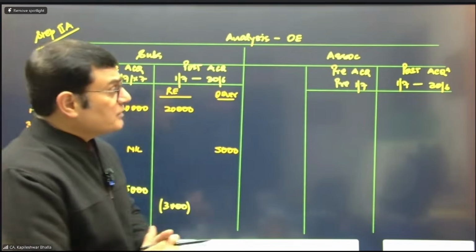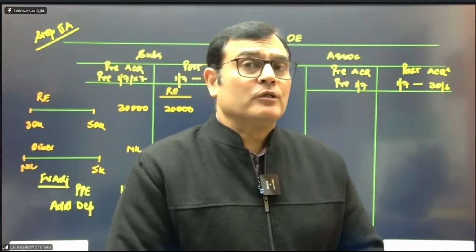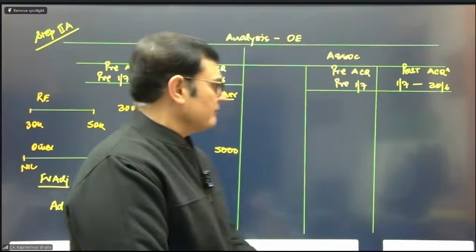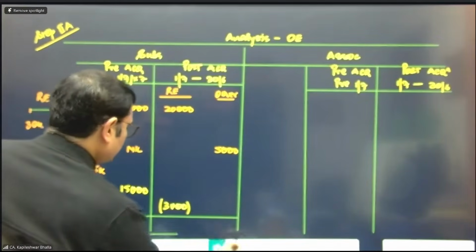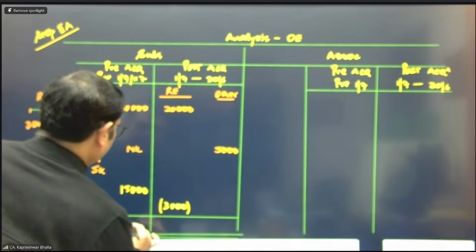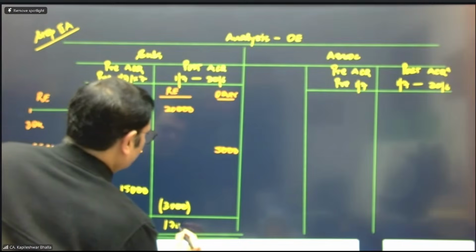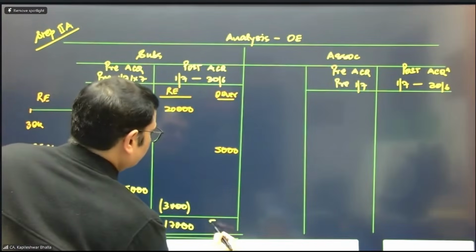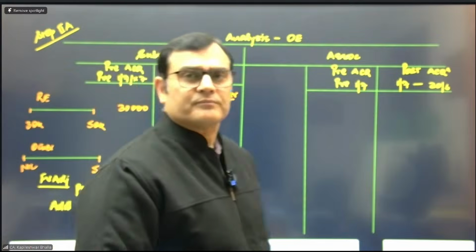Right, and I think the stock reserve which is given in the question is downstream in nature, so that will not be taken care of in this step. That's it. So we can get the pre and the post acquisition movements in this case. So this is going to be 45,000, and this is 17,000, and this is 5,000. So this takes care of the analysis of the equity as far as the subsidiary company is concerned.